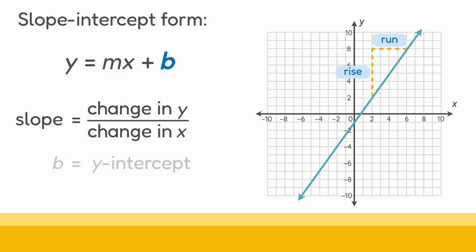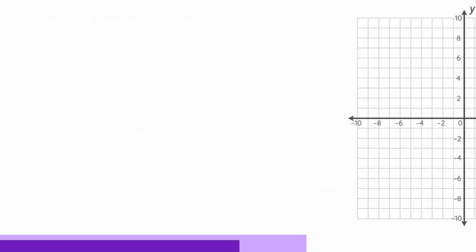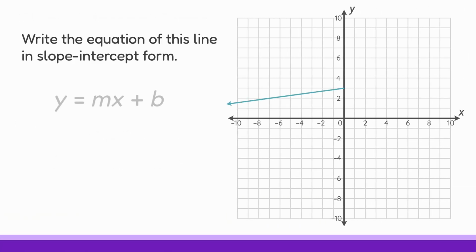B represents the y-intercept, which is the value of y where the line crosses the y-axis. We can use the slope and the y-intercept to help us write the equation of a line. Let's try it. Write the equation of this line in the slope-intercept form. Let's start by looking for the y-intercept.